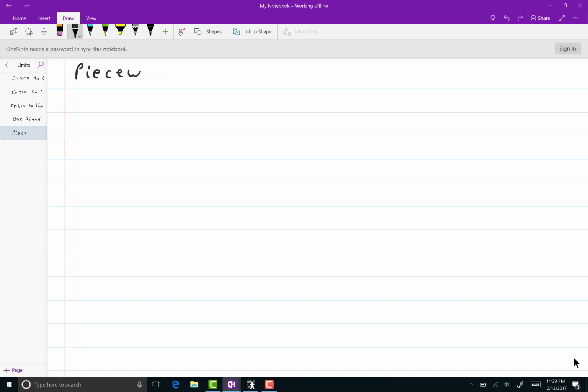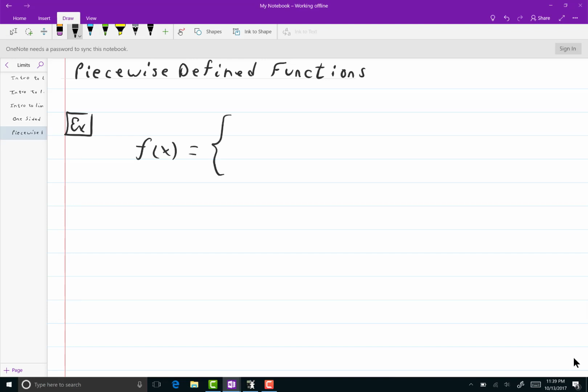This lecture involves one-sided limits like the last one, except I want to also introduce you to a new style of function. You may or may not have seen these before, but they're referred to as piecewise defined functions. It's a function whose values or the rules for it vary depending on what values of x you have. Here's the way they're typically written.